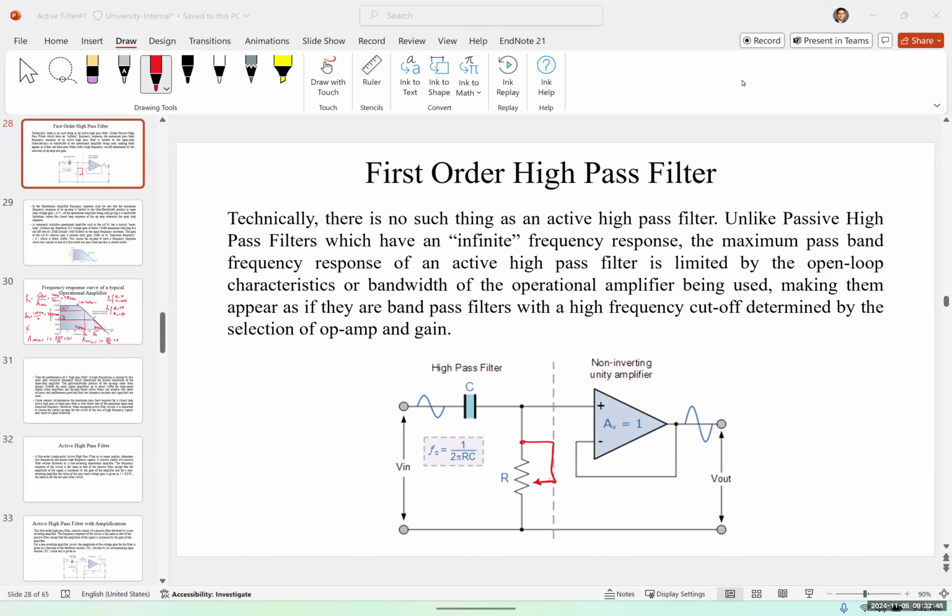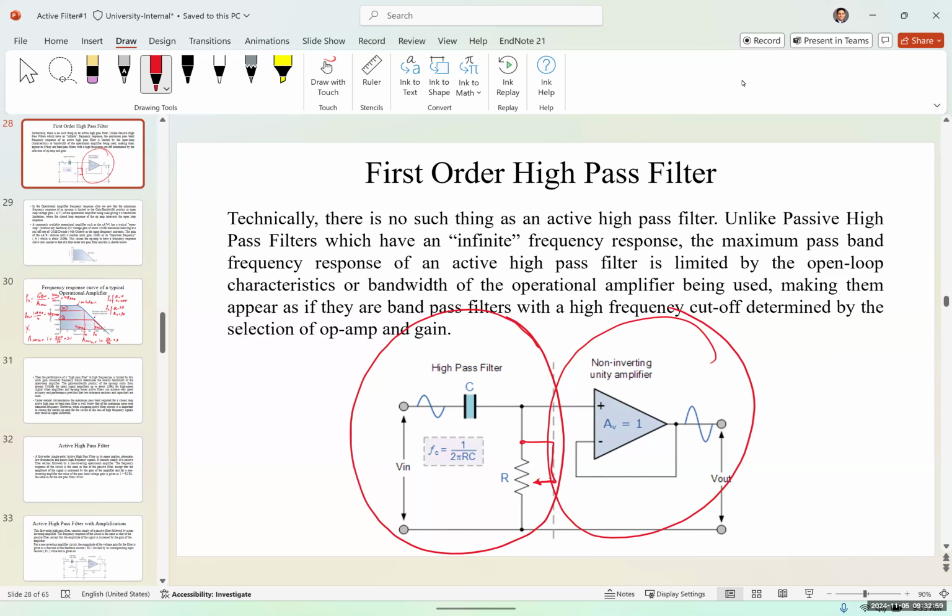So an active high pass filter is a combination of an active element, in this case an op amp, which is the amplifying part, and a passive high pass filter. The difference between a passive high pass filter and a passive low pass filter is the location of the capacitor. For a low pass filter, the capacitor was in parallel. For a high pass filter, it's in series with the input of the op amp.